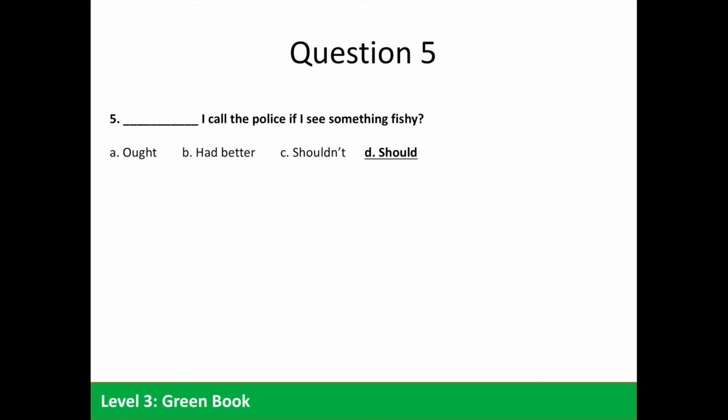Question 5. Blank I call the police if I see something fishy. Again, here we have a question, so we know we should use the modal should for questions, and D is the correct answer.